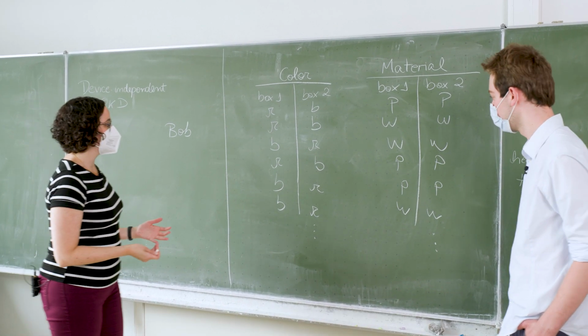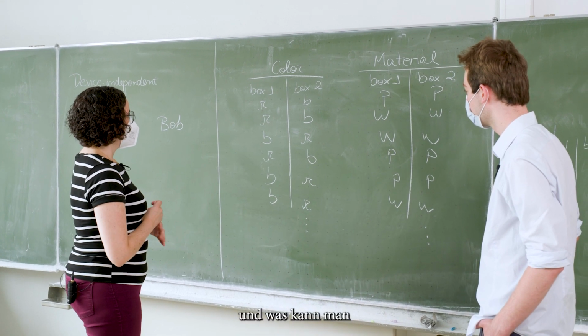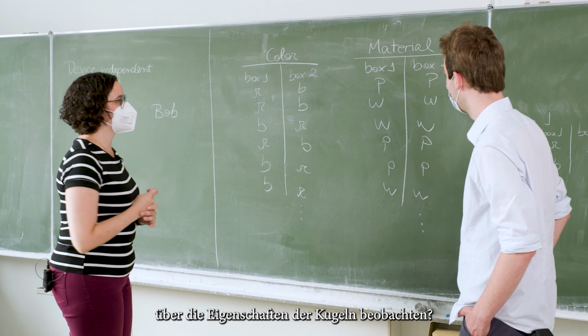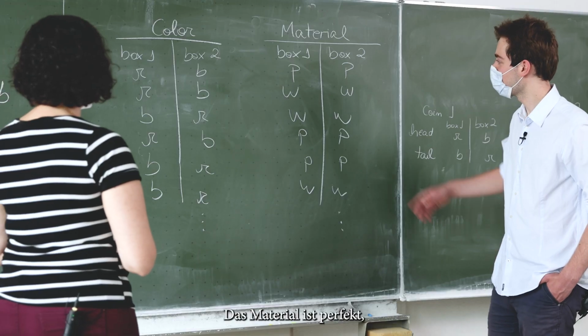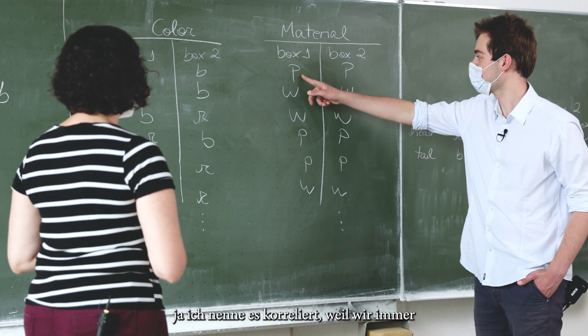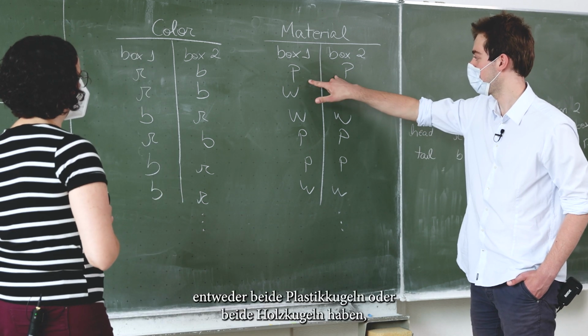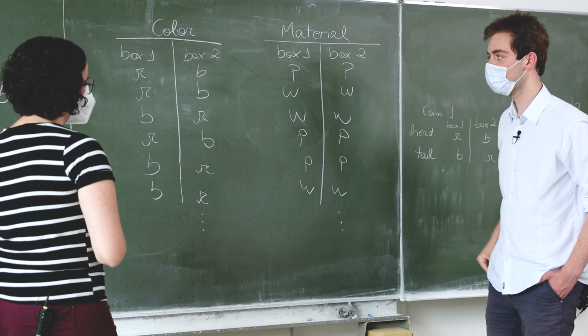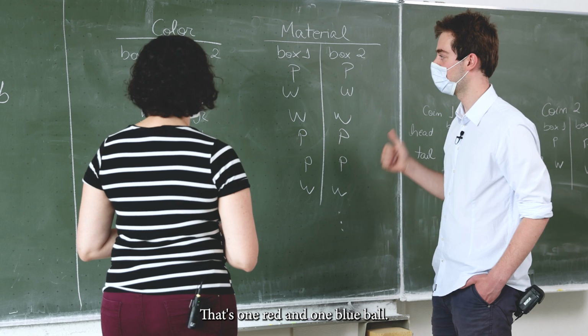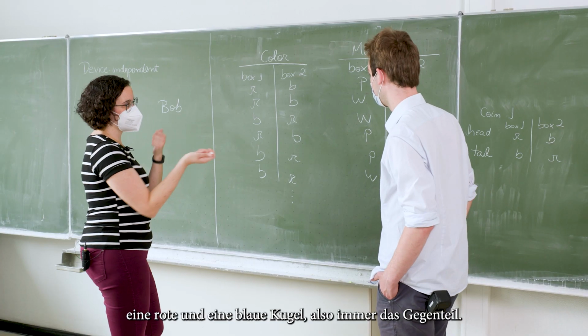Okay, so here we have just a few instances of our experiment, but suppose we have done it several times. And what can you observe about these properties of the balls that were inside the box? Well, first for the material, it's perfectly, I call it correlated, because we always have either both plastic balls or both wooden balls. Yeah. And for the colors, we always have a mixture. There's one red and one blue ball. So they are always the opposite colors, right?